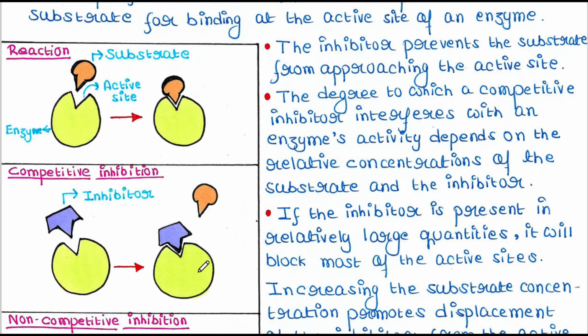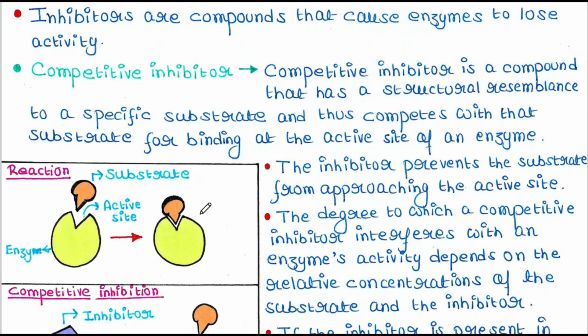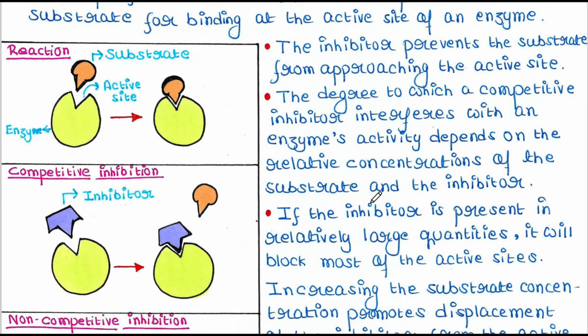So it can make the enzyme full and it gets fitted in the active site since its structure is similar to the substrate. So a competitive inhibitor is a compound that has a structural resemblance to a specific substrate and thus competes with that substrate for binding at the active site of an enzyme. The inhibitor prevents the substrate from approaching the active site. So once the inhibitor sits on the enzyme, the substrate is no longer able to fit.